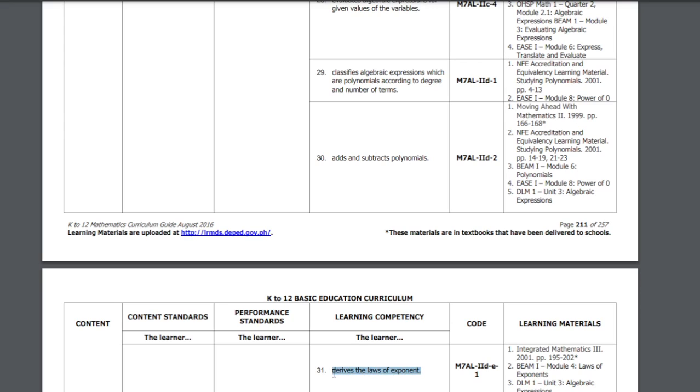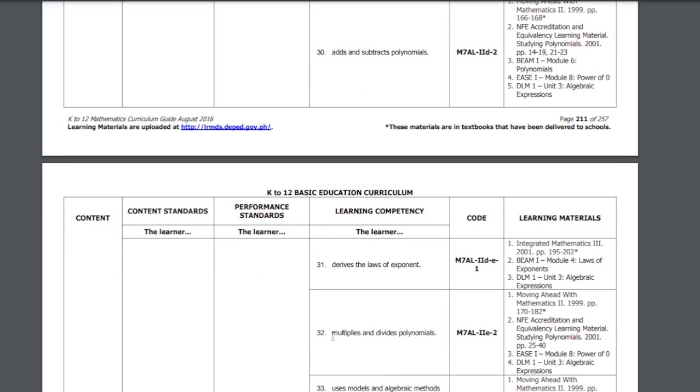I would love to have derived the laws. In any case, we're going to multiply and divide polynomials. Separate types of laws of exponents, there's really a reason. Have like 2 weeks, wait, 2.5 weeks. No, just 1 week.